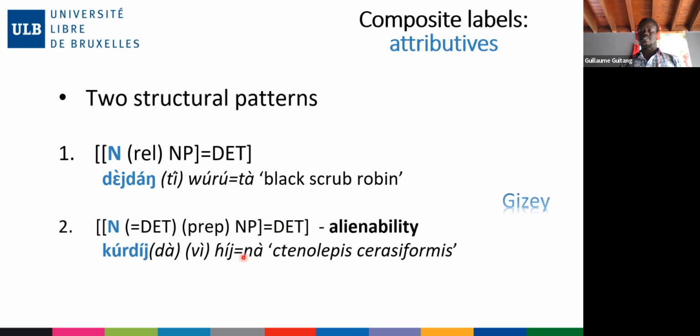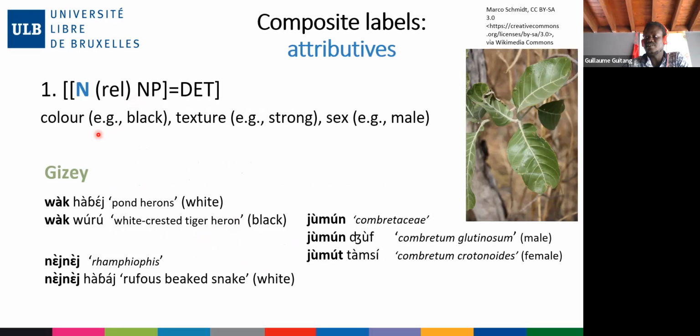For the first pattern, the relator, the second item always indicates color, texture, or sex. We have a few examples from Gizey. If you take wak, the pond heron is the white heron. The white crested tiger heron is the black heron. The same thing for the snake nei nei, which is white, for the rufous beaked snake. Jumun, the male one, the male jumul, and the female jumun. So that is the usual contribution of attributives in these examples.